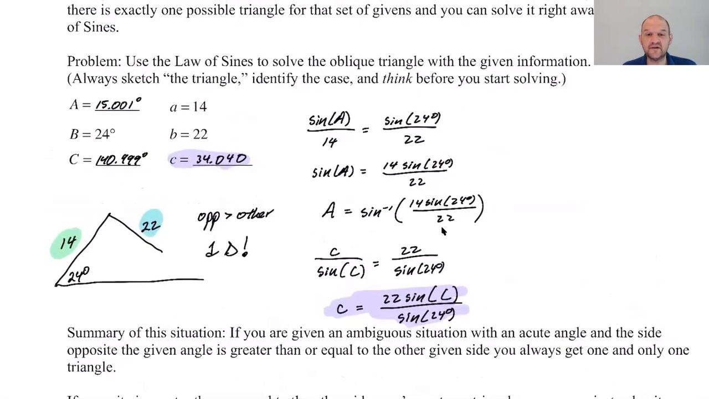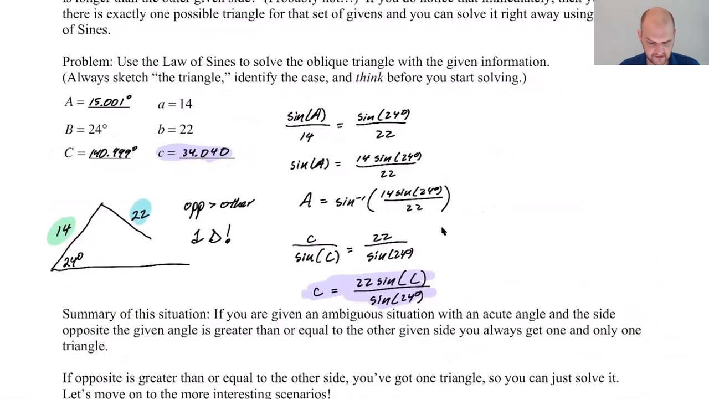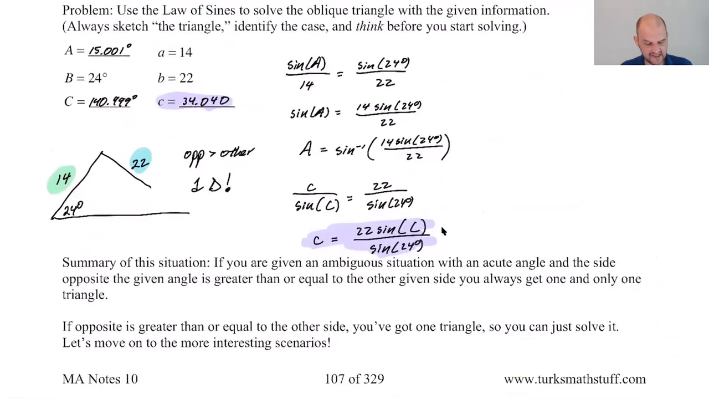So we knew there was one triangle because the opposite side was greater than the other, so there's no point in calculating the height in this case. We don't need it. And then once we did that, we were able to just use the law of sines. It's a straight up law of sines problem once you've established this. So this is the situation.